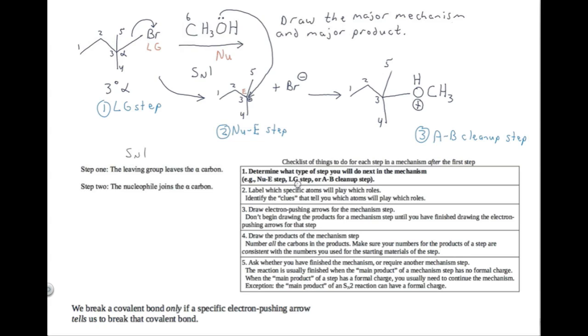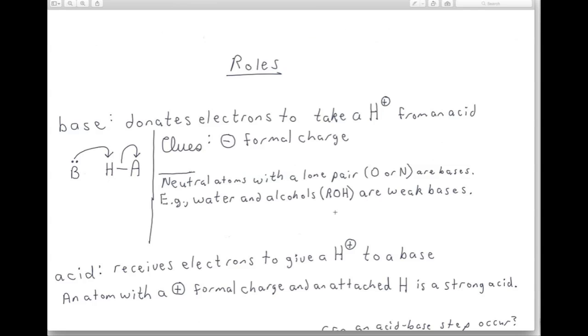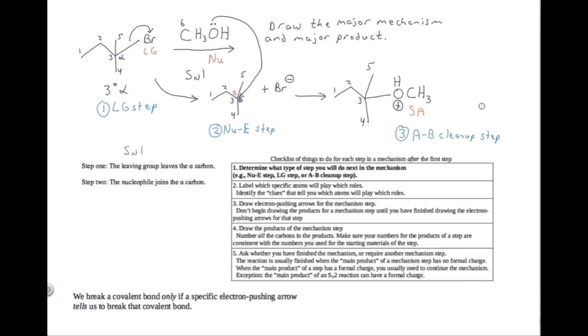Now we can identify the roles that atoms will play. Focus first on the atom with the formal charge. What role would the oxygen play with a positive formal charge? We know that atoms with positive formal charges are strong acids, because an acid needs to receive electrons, and a positive formal charge makes you want to receive electrons. An atom with a positive formal charge and an attached hydrogen is a strong acid, as we saw in the previous video.